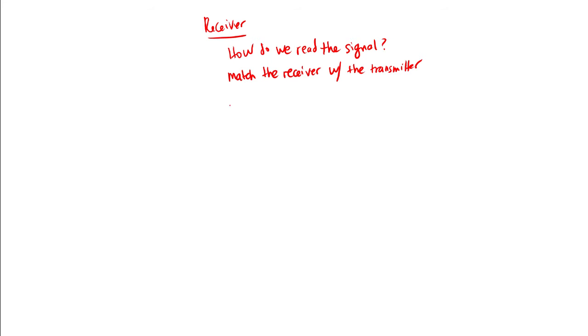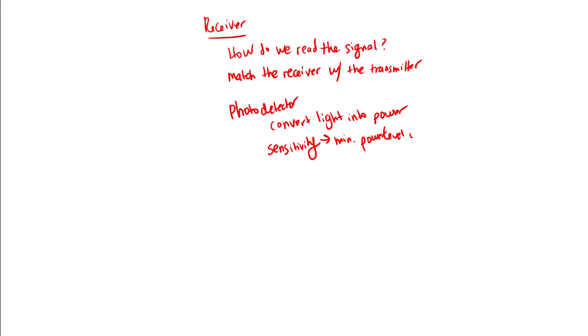So I need a photo detector that can convert light into power so that we can understand it. And then our receiver has to have a sensitivity, which is the minimum power level we can read. So if we've got a huge loss or we've got a very weak LED, we won't be able to pick up the signal.